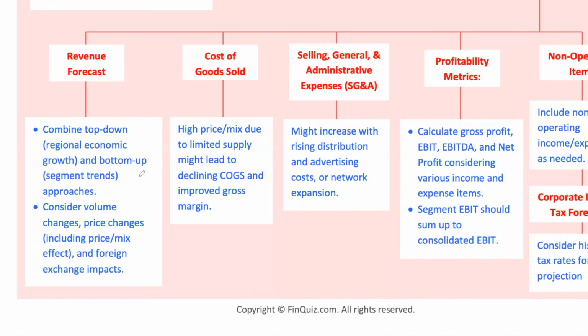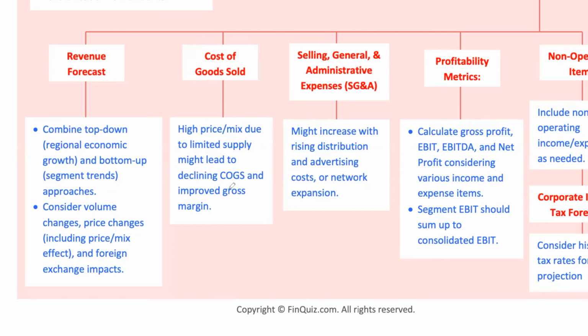For instance, revenue might change due to fluctuations in volume or pricing strategies. Organic growth is what you want to focus on. It reflects real sustainable growth without one-off effects. Next up is the cost of goods sold, COGS. If there's a high demand but limited supply, the COGS could decline, improving the gross margin in future periods. It's all about supply and demand, folks.